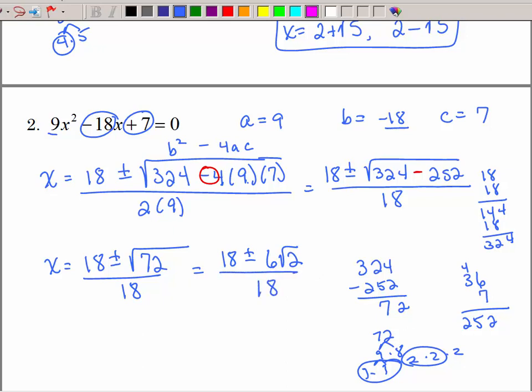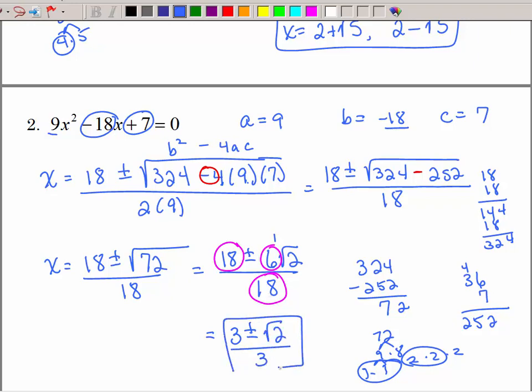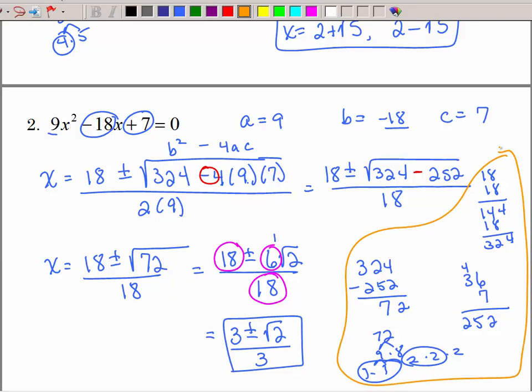Now, can you reduce? All the numbers outside of the radical are all divisible by 6. So 6 goes into 18 3 times, 6 goes into 6 1 time, 6 goes into 18 3 times. Those are your two answers. So yes, we had to do a lot of side arithmetic. A calculator would have been helpful, but you can't use that on the test. So just go with basic arithmetic. Do all the arithmetic, then simplify that square root.